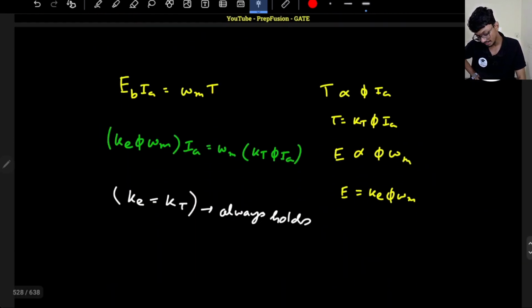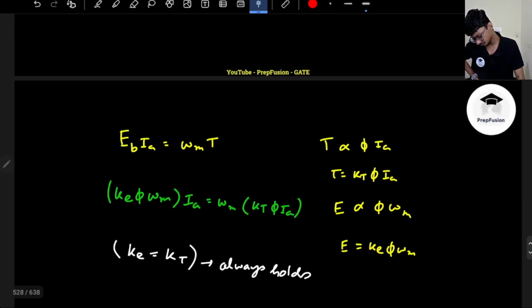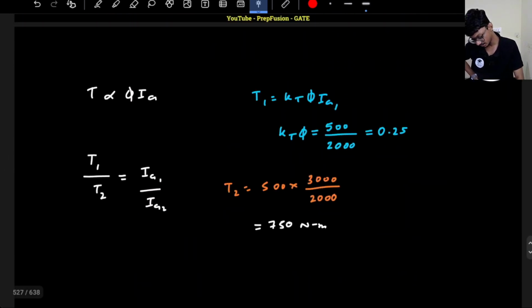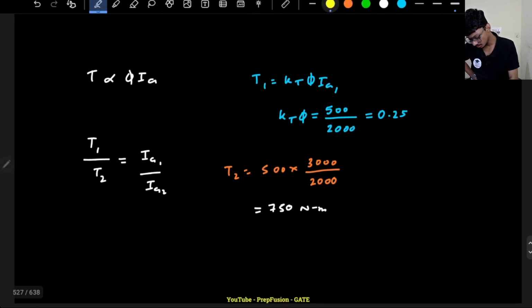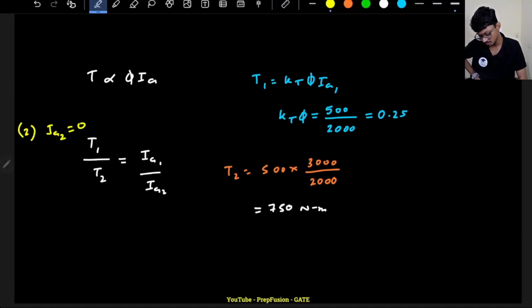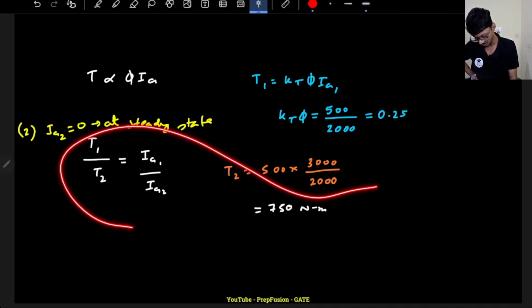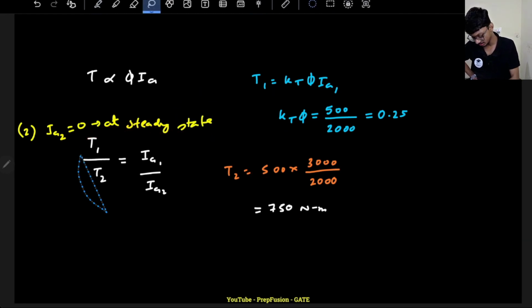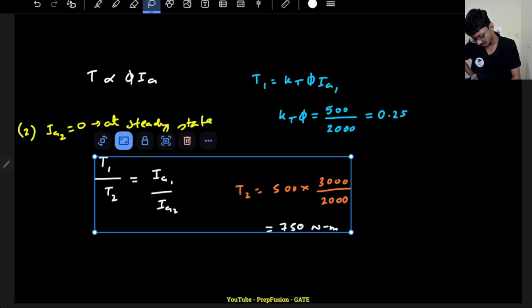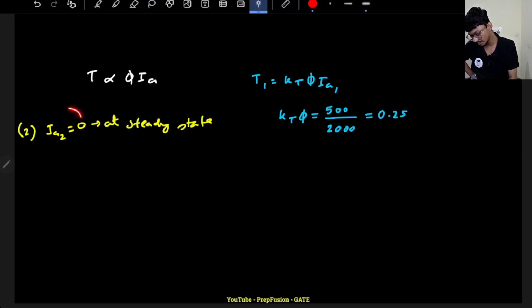So if it is operating in no load, in case 2, no load means it will not take up any armature current. So IA2 will be equal to 0 at steady state. Initially it will take up some current, but as it is operating in no load, the armature will not take up any current. This analysis was for the initial state, but as it is operating in steady state, it will not take up any current.